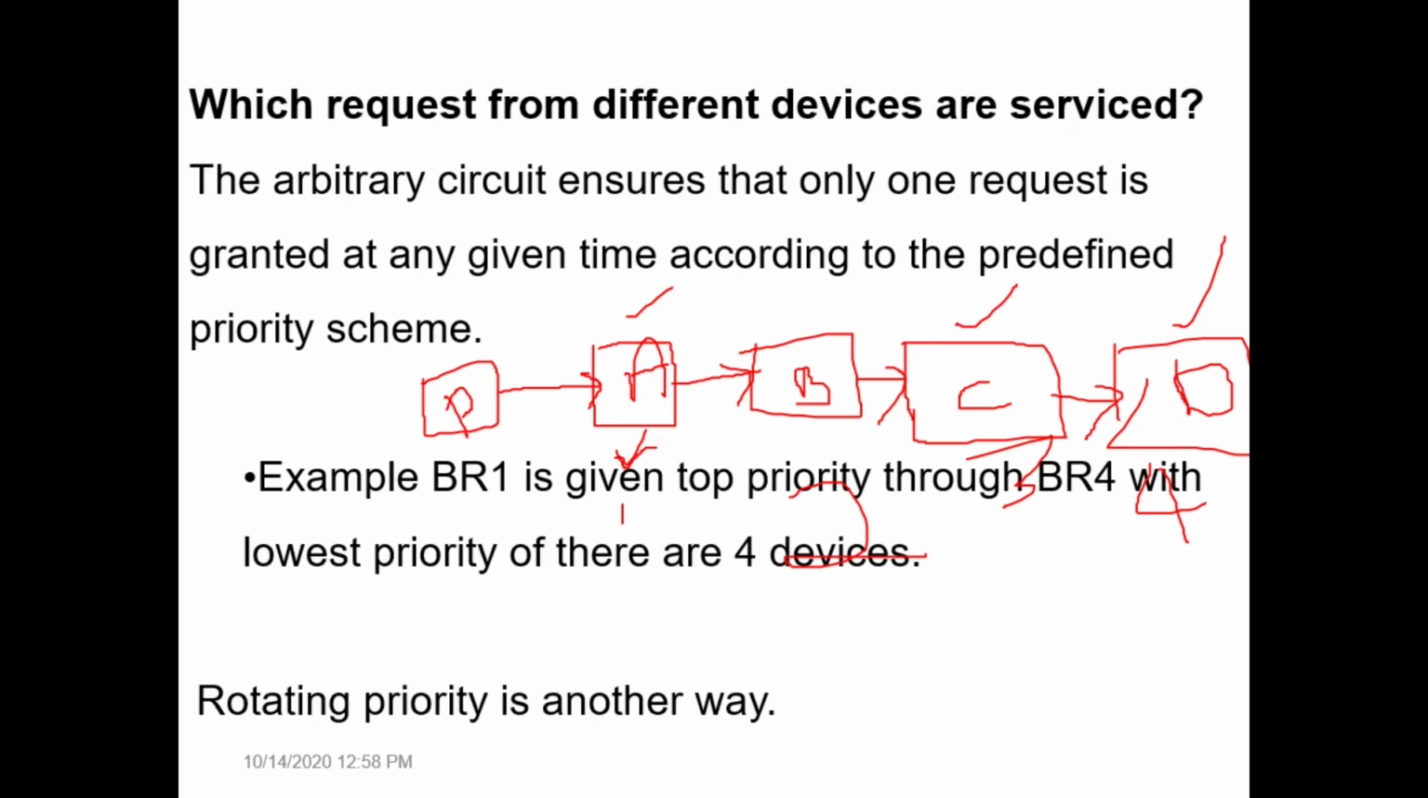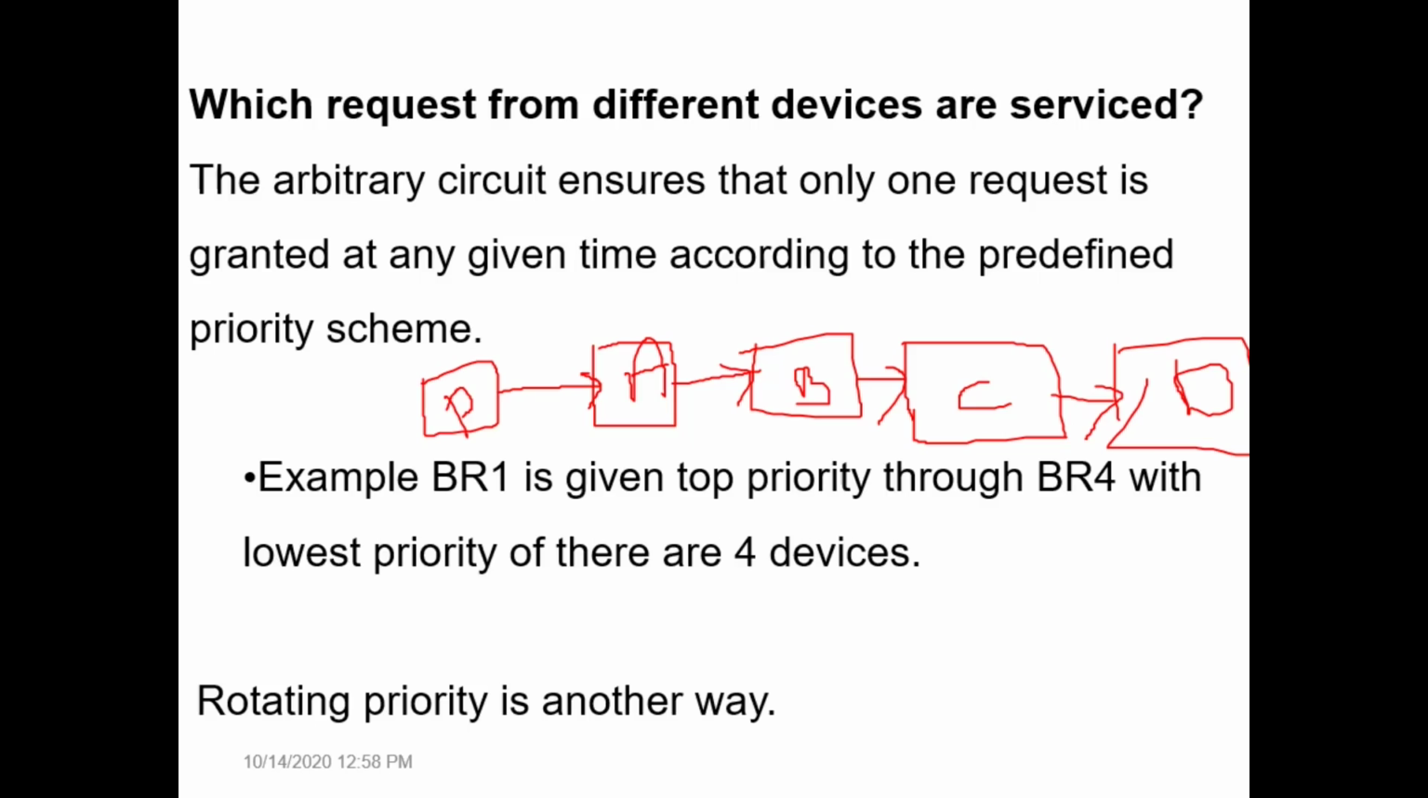For that purpose, there is a solution. The solution is nothing but a rotating priority scheme. Now, what is the rotating priority scheme? The priority of the devices is shifted after some time, say after 10 arbitrations or 20 arbitration processes, or once in 10 minutes or 30 minutes like that.